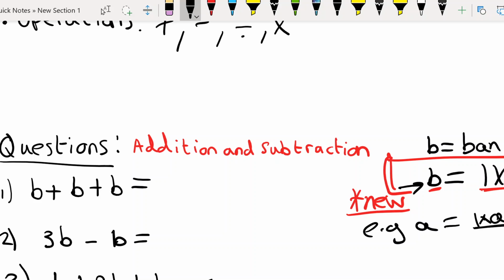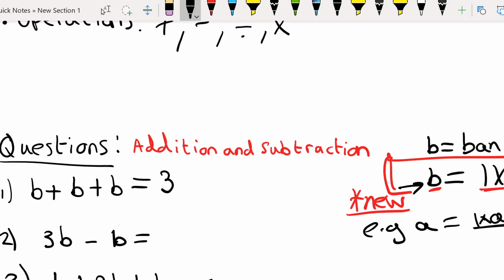B could be a banana. We'll say b is a banana. Don't think of it as anything special, just think of it as any object: banana, pencil, whatever. What's 1 banana plus 1 banana plus 1 banana? Well, I've got 1 plus 1 plus 1, so I've got 3.